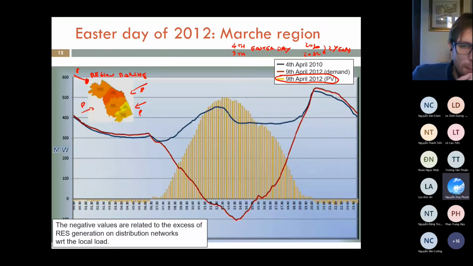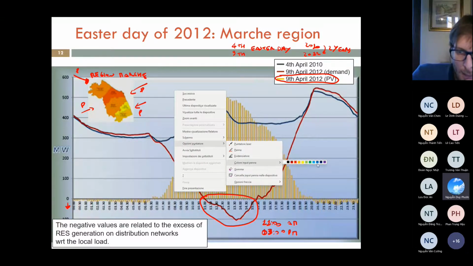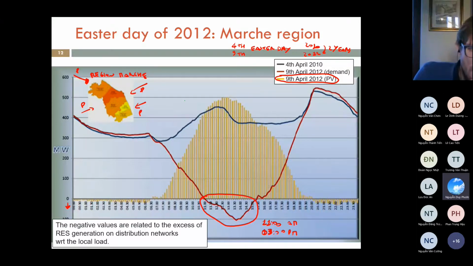And what happens just after 2 years, in 2012? Look, the remaining load profile of Regione Marche is completely different, because the generation from PV covers almost all the load, and in some hours between 11 a.m. and 3 p.m. there was also a reverse power flow. So here it is negative. Negative means that in some hours the power goes from Marche to other regions.